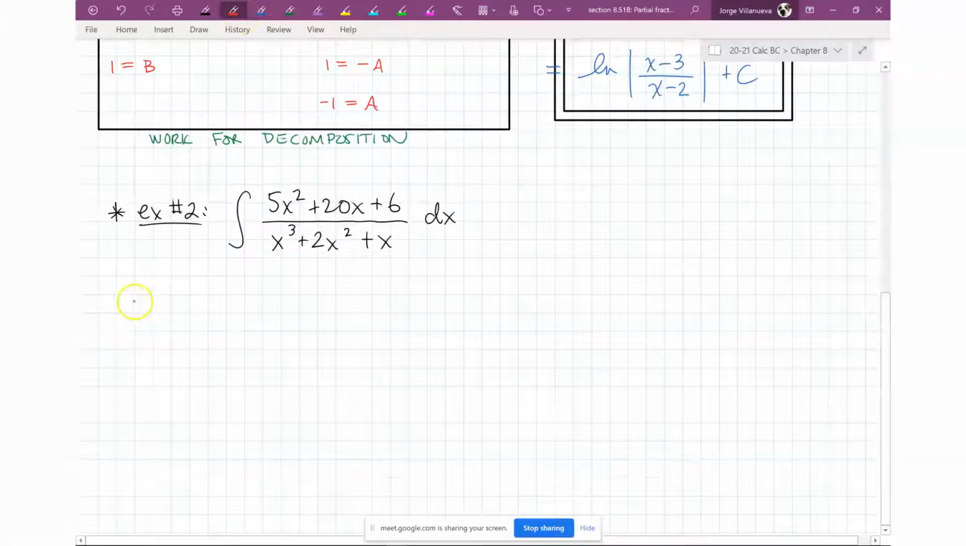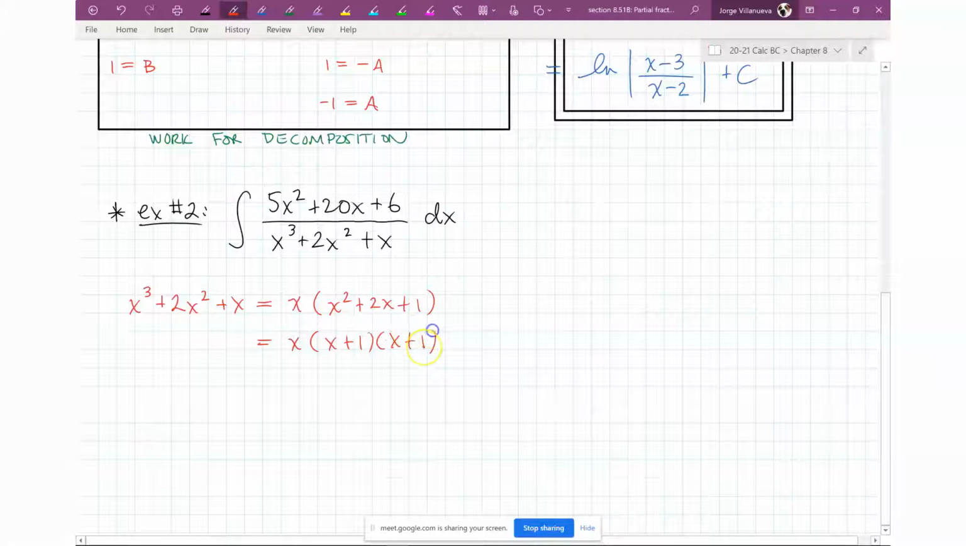So here we go. We've got x cubed plus 2x squared plus x. Now I can factor out an x. That gives me x squared plus 2x plus 1. And then x squared plus 2x plus 1, that's an easy factor. That's x plus 1 times x plus 1, which is x times (x plus 1) squared.